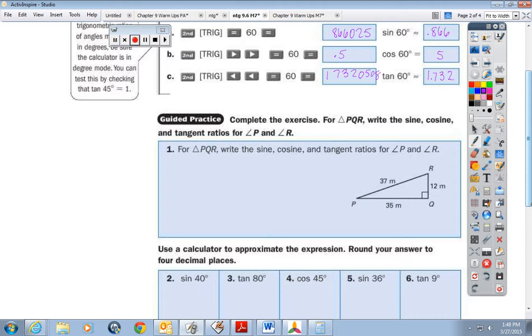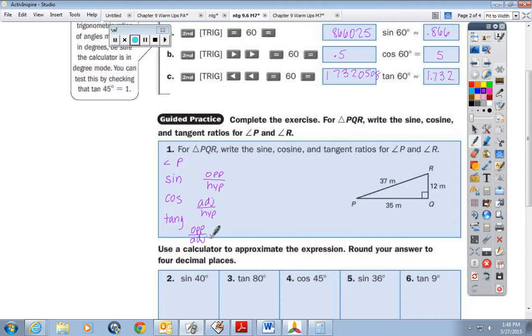So let's start out with angle P. We're going to do the sine, the cosine, and the tangent, okay? So the sine was the side opposite over the hypotenuse. The cosine is adjacent over hypotenuse. And the tangent is the opposite over the adjacent. Okay, so see how I just copied down what the ratio was? That's all I did.